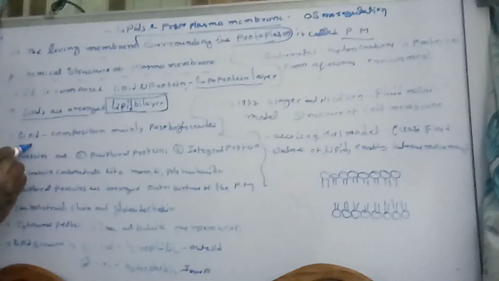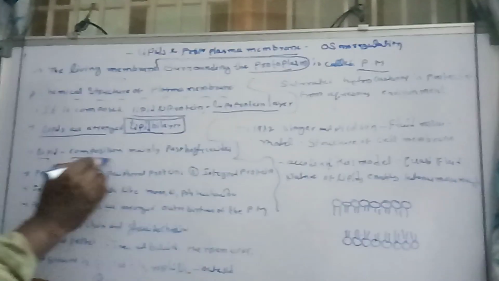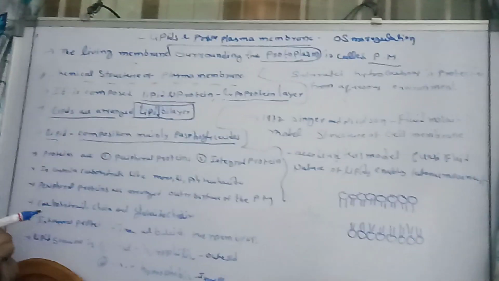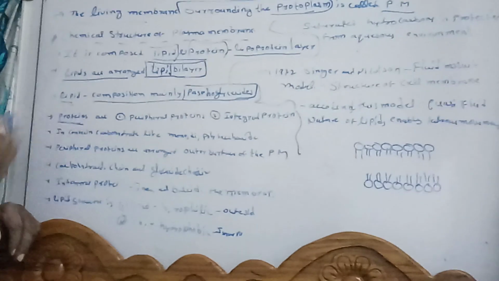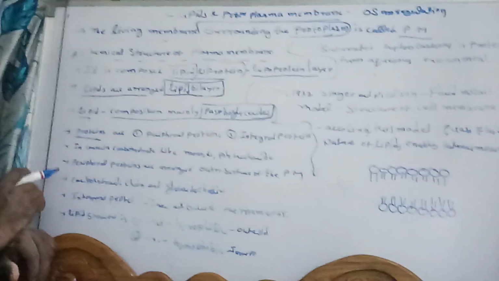The lipids are composed mainly of phosphoglycerides. Which type of lipids are present? Phosphoglyceride lipids are present in this plasma membrane. What about the proteins? Lipids and proteins are present. First of all, we discuss the proteins. Two types of proteins are arranged in the plasma layer: peripheral proteins and integral proteins.